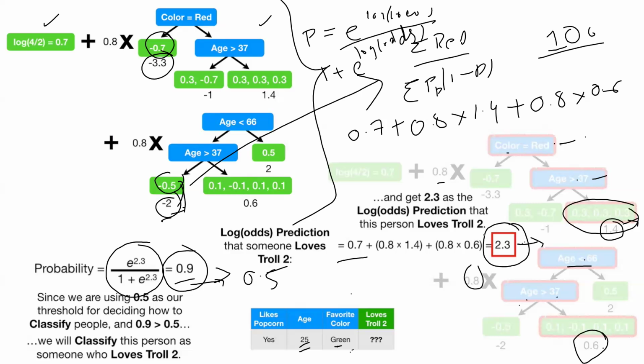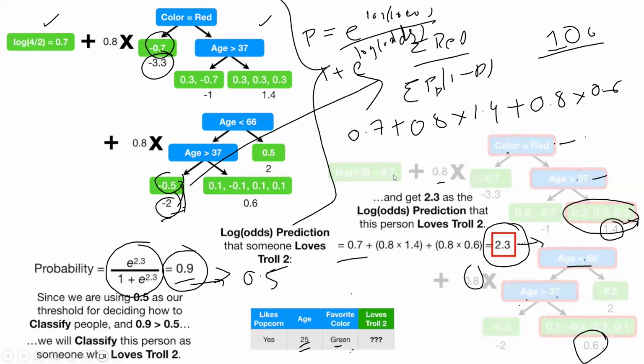So once you calculate the log of odds, again convert that to probability, and based on the probability and the threshold that is set for your logarithm, you predict whether that person loves Troll 2 or not Troll 2, whether it can be any case. That is how you apply the gradient boost for classification.